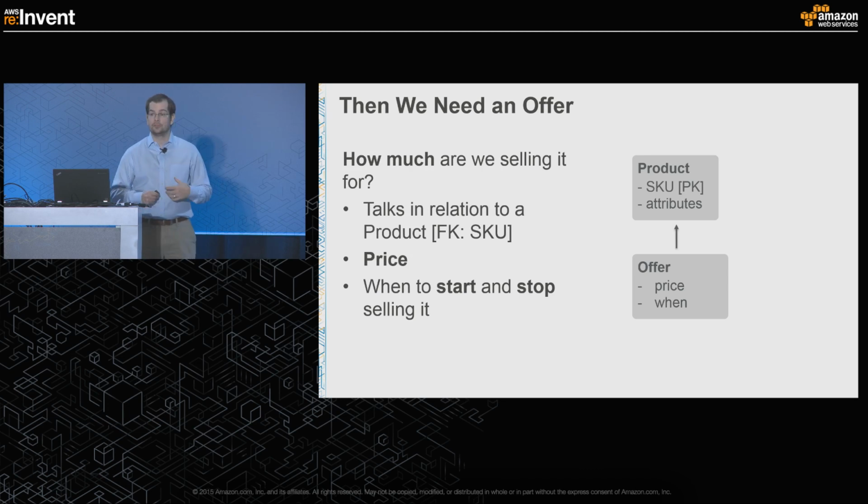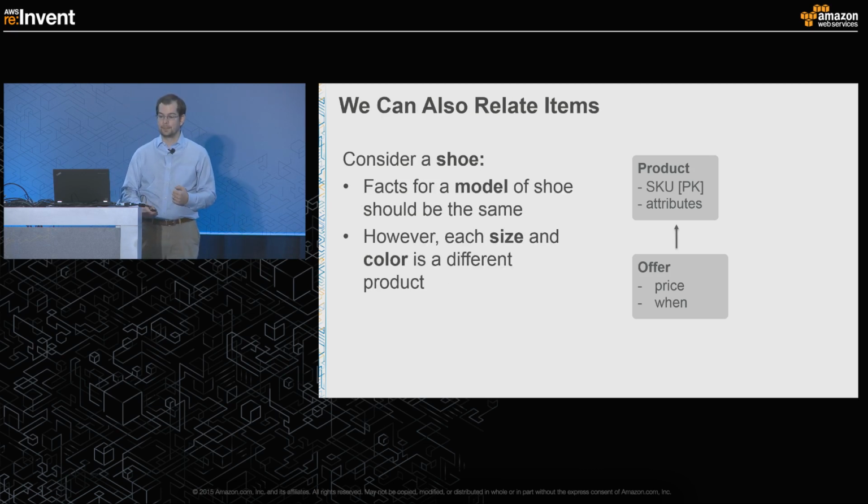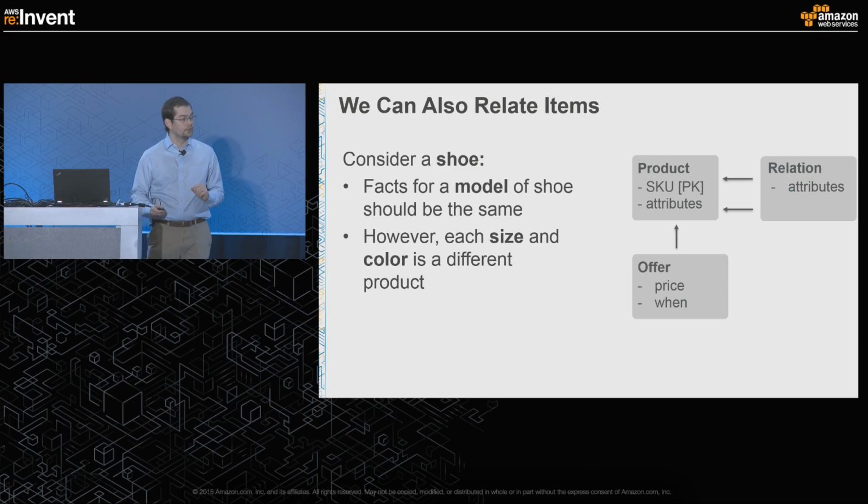Moving on from there, we obviously not only want to describe a product, we want to be able to sell it. So there needs to be some kind of offering condition, which says how much we're going to sell it for and when that price is going to hold. So it might be that we have a normal price, we might have a promotional price, we may not be able to sell it until a certain period in the future. Finally, we also have the ability to relate items. So if you think about products, some products inherently have sort of groups of the same product. The example we'll use today is a shoe.